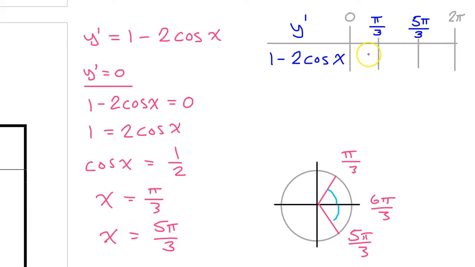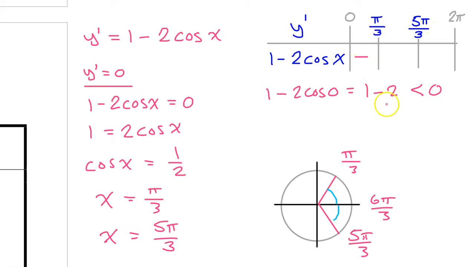For the first interval, we can use this value of 0 as a test value. Plugging in 0 gives us 1 minus 2 times the cosine of 0. Cosine is the x value on the unit circle. At 0 radians, the x value is 1. So this is really 1 minus 2, which is a negative number, less than 0. So negative in the first interval.